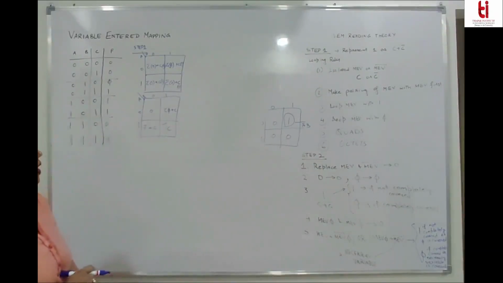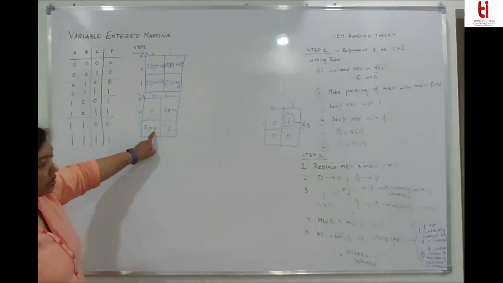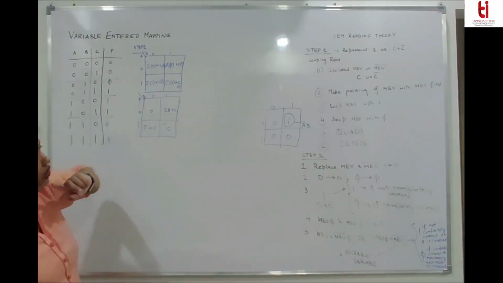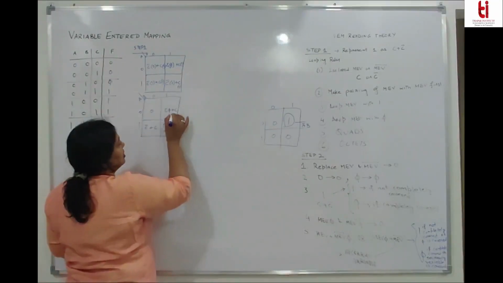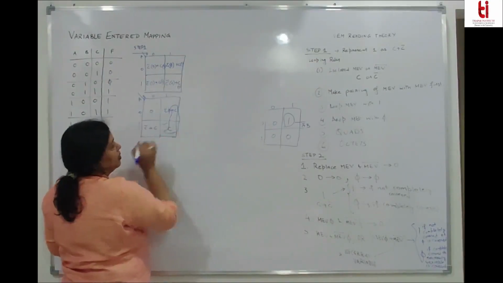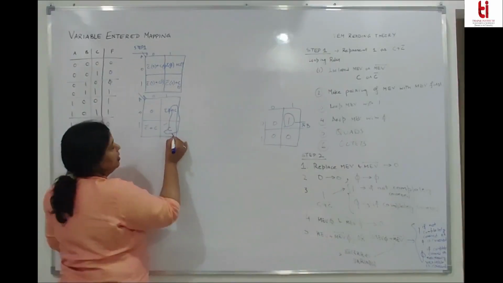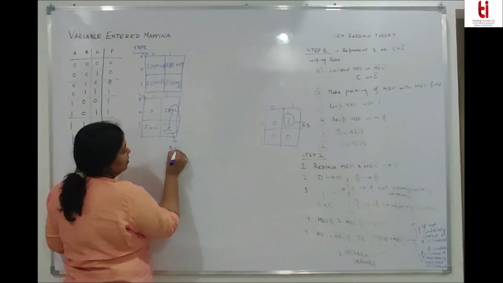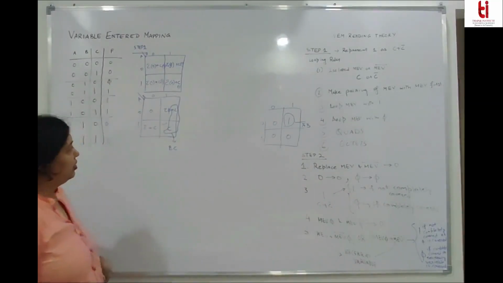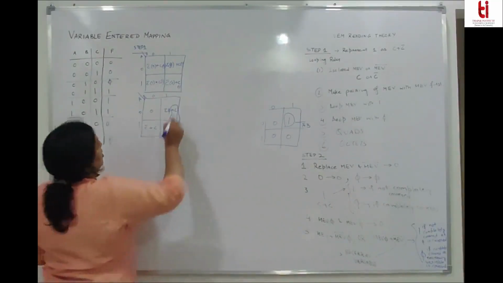That is the first task. After that, the next task is you have to loop the map entered variable. Can you do the looping of this? You can do it here, you can do it here. Which one to follow? This is a map entered variable, so I'll loop this with this. So what is the output? A changes, B and... okay, that is the first step.